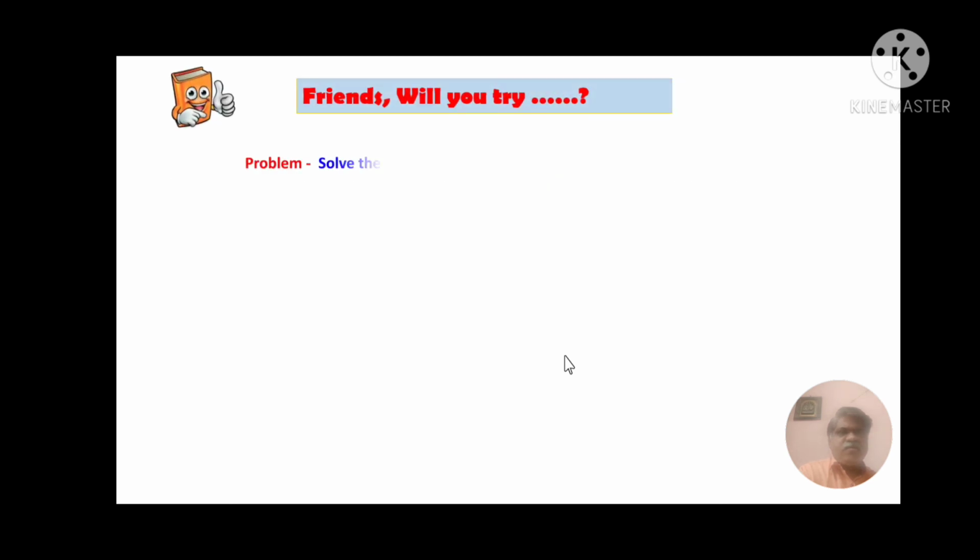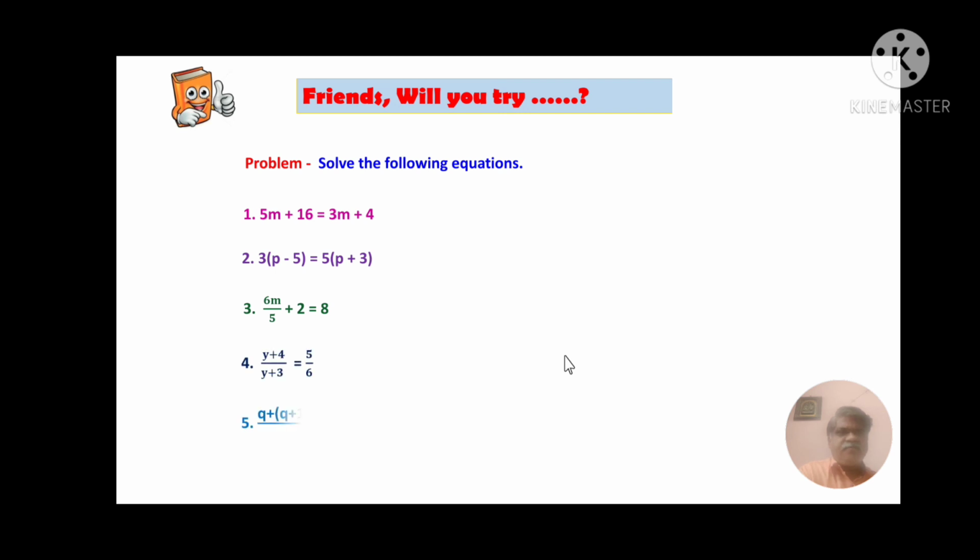Number 1, solve: 5m plus 16 is equal to 3m plus 4. Second, 3 into bracket (p minus 5) is equal to 5 into bracket (p plus 3). Third, 6m upon 5 plus 2 is equal to 8. Fourth one, (y plus 4) upon (y plus 3) is equal to 5 upon 6. And the last, q plus 1 plus (q plus 2) upon 3 is equal to 18. So these are very easy.